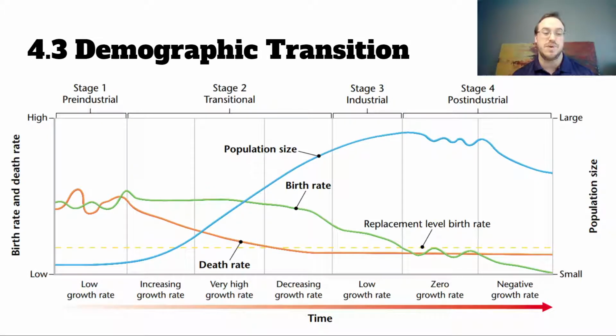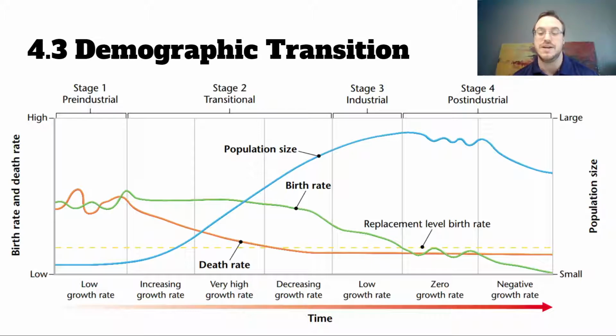So we can see here, population size, real low, right? Very small. The orange line is the death rate. So sometimes the death rate is lower, sometimes the death rate is higher. It goes back and forth, right? Birth rate, again, is that green line. Sometimes it's lower, sometimes it's higher than death rate. No matter what, they are higher than this yellow dashed line.